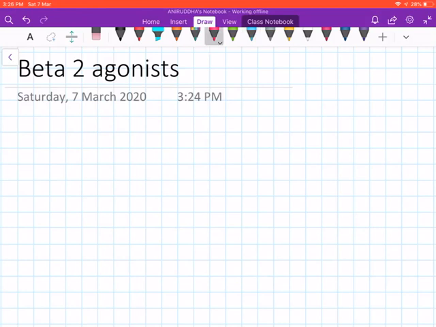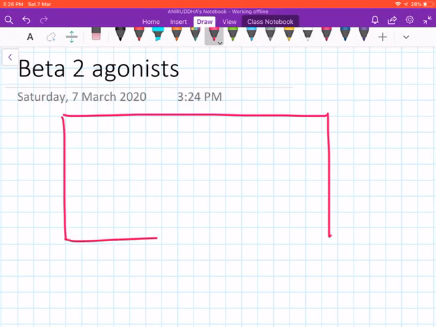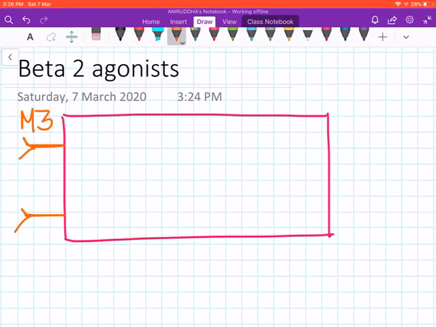Now, if we look at the physiology of a bronchial smooth muscle cell, imagine this is a bronchial smooth muscle cell. They have these two receptors. This is an M3 receptor, that is a muscarinic receptor type 3, and they also have a beta 2 receptor, a beta 2 adrenergic receptor.